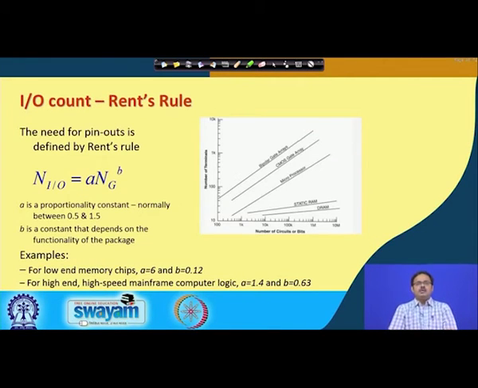Now, the next thing that I am going to talk about is something called Rent's rule. Okay. That determines how many of these leads or pins I need from a certain piece of silicon. Okay. So, the need for the pin outs is defined by Rent's rule. The number of these interconnects or IOs is given in this form: A times Ng to the power B. Okay. What is Ng? Ng is the number of gates or terminals inside your silicon.